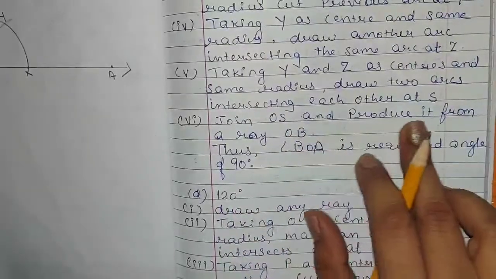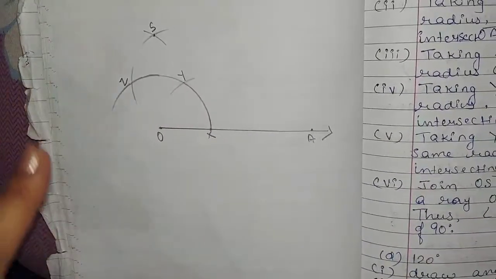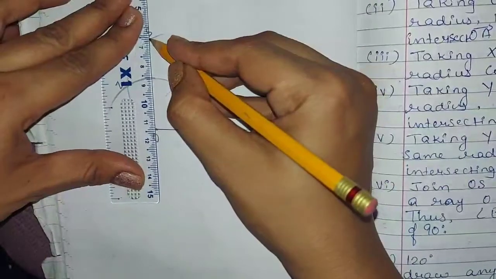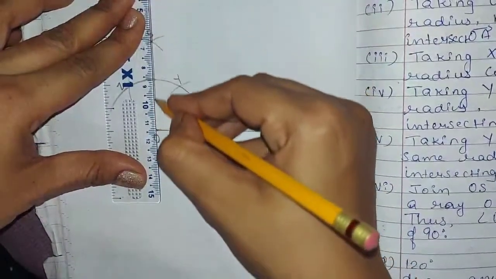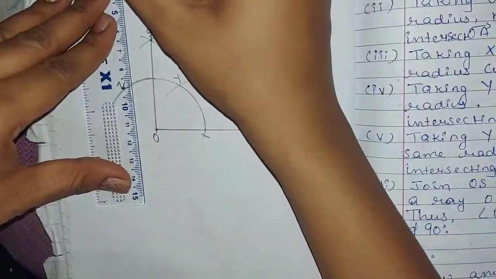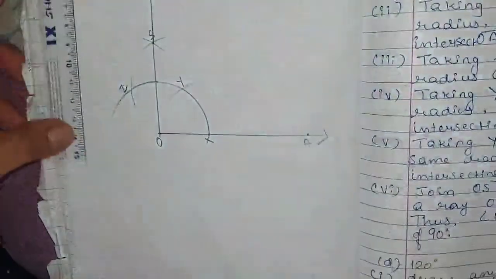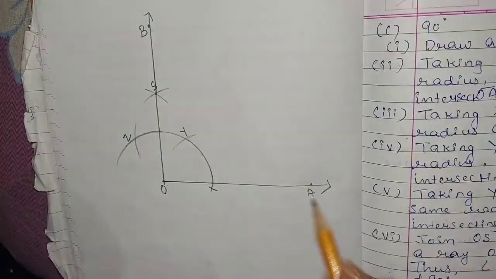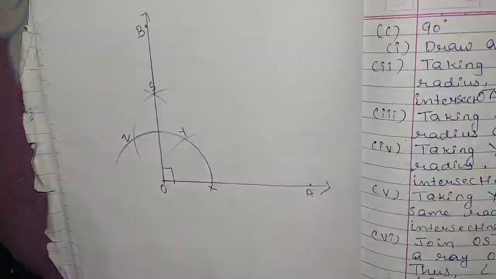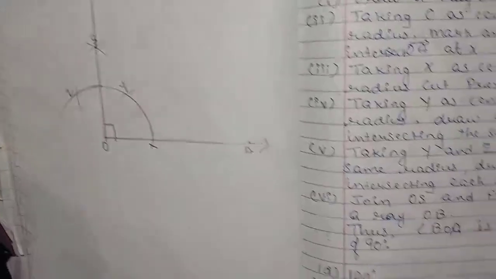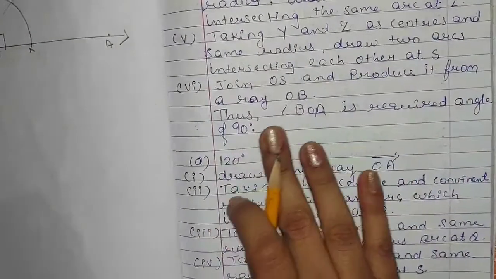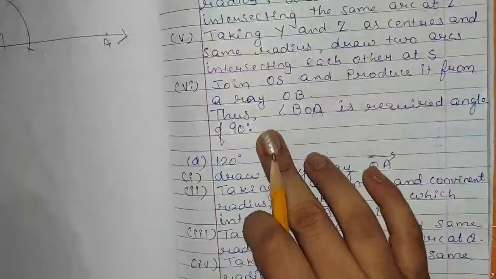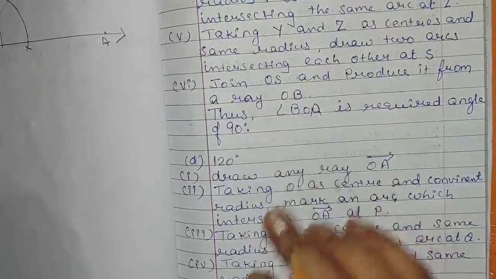Join OS and produce it from a ray OB. So students, let us join OS with scale and we have to produce it from ray OB. So here we have joined OS. Now, hence we can see angle BOA is 90 degree angle, right angle. So let us see last step. Thus, angle BOA is required angle of 90 degree.